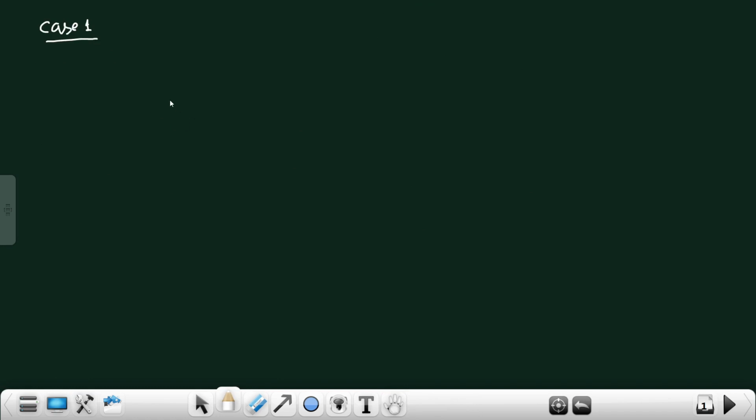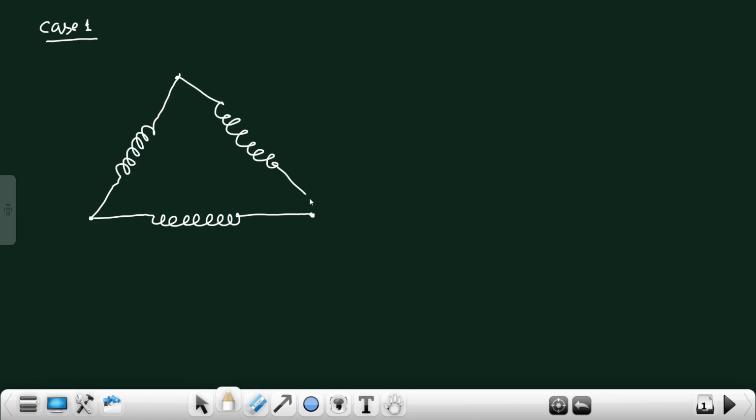Case 1. First of all, draw the HV side delta. So I am drawing this. But keep in mind that the phase sequence of the HV and LV side should be the same, that is A, B, C. So in the first case, I am taking this as A2, this as A1, this as B2, this as B1, this as C2, and this as C1.